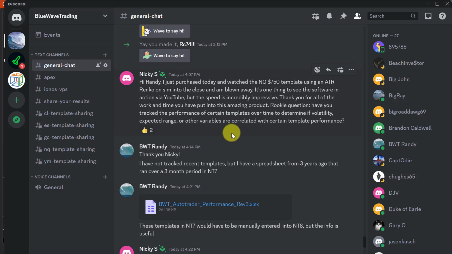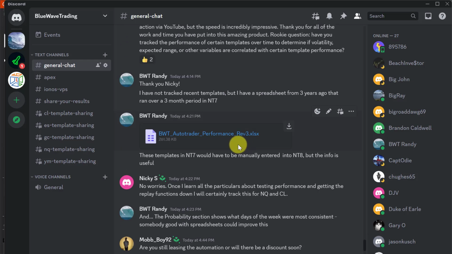This person asked me if I had a spreadsheet, and about 3 years ago I did do a spreadsheet. I tracked everything for 3 months in the NASDAQ, the crude oil, the E-mini S&P, and the DAX, and it was fully automated templates, 100% automated, and the results were pretty impressive. And then we had another part of the spreadsheet which analyzed which days of the week were the most profitable. I'm going to show that to you real quick here.